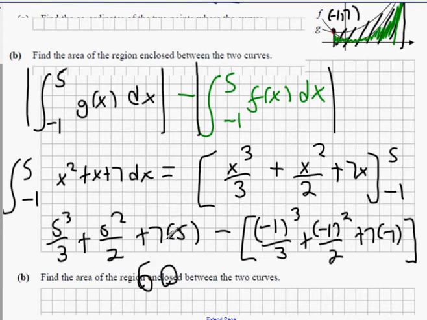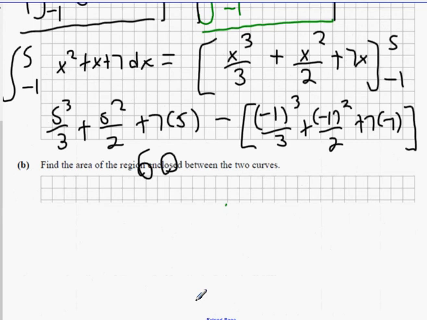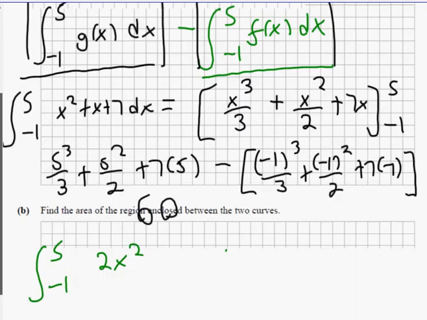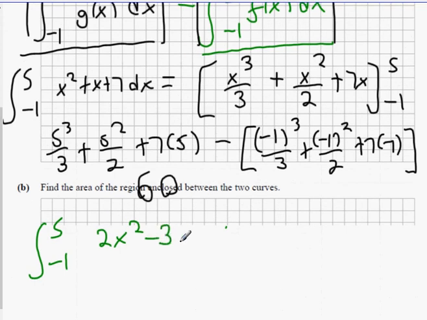Now, that's just this one here, Simon. Yeah, I understand. Okay, and next one's green, okay? So, green is, we're not going to take the minus into consideration just yet. So it's the integral from 5 to minus 1. What's the formula? 2x squared minus 3x plus 2 dx.